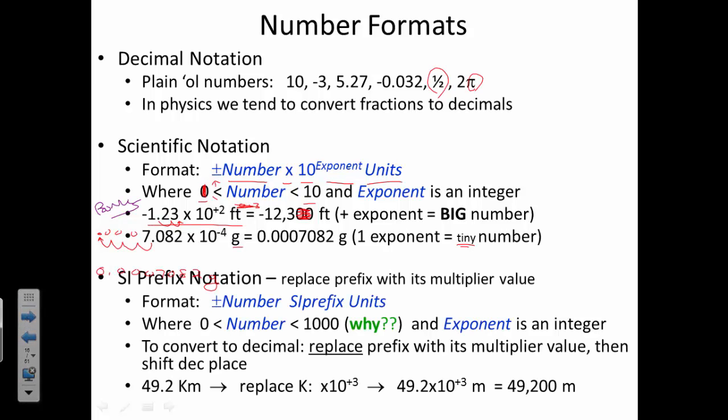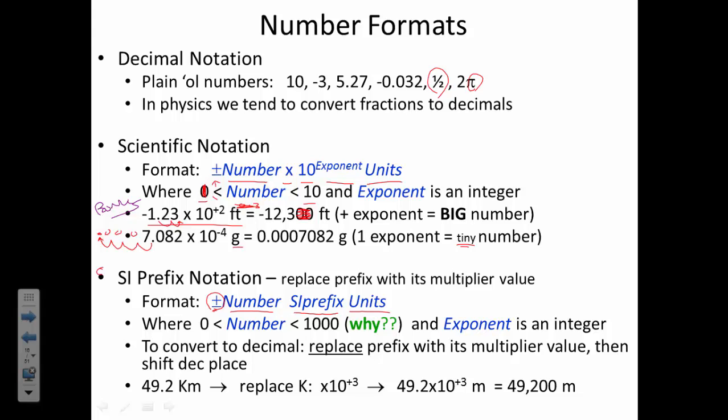For SI prefix notation. And remember what I said, SI prefixes, in order to work these out, all you're going to do is replace that prefix with the value that you memorize. I tend to use the values that are the times 10 to the power type of values. And our format is we have some number, we can have a positive or negative sign up front, and then a space, and we put the SI prefix, and we bump it right up against the units.